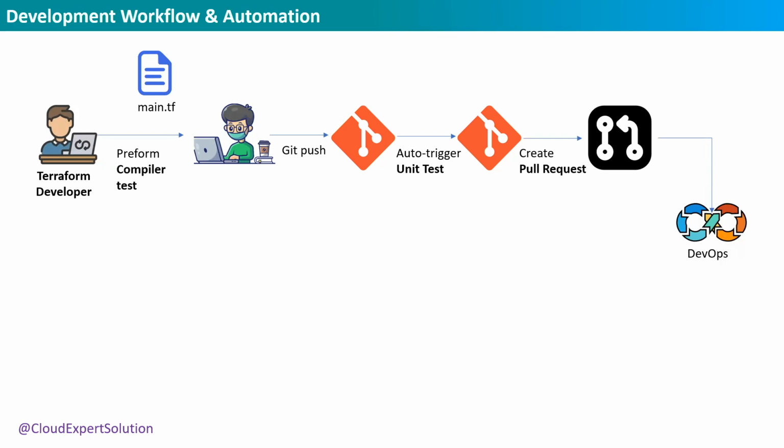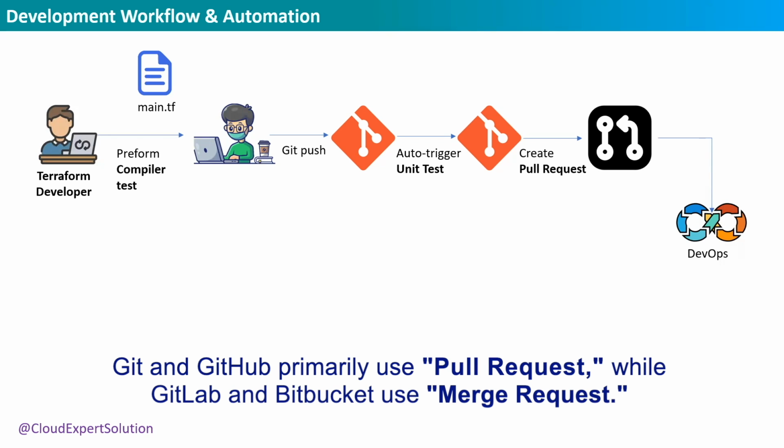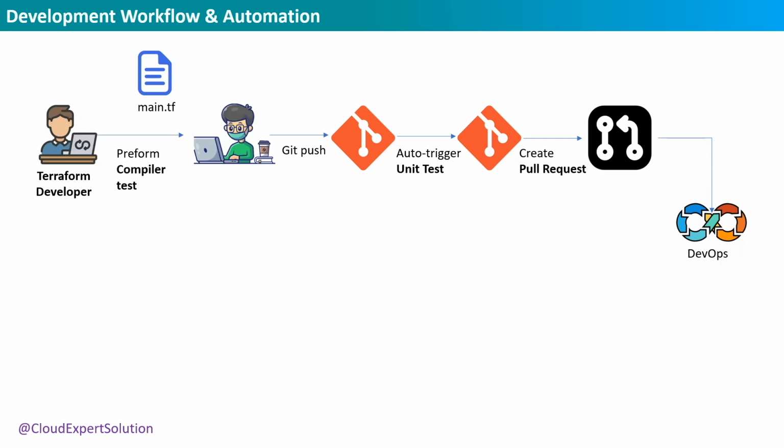And then after that, once everything is successful, you can create a pull request. Once the pull request is created, it can trigger the DevOps CI/CD process. And as part of the continuous integration, it will initiate the Terratest, where you have the automated testing script.